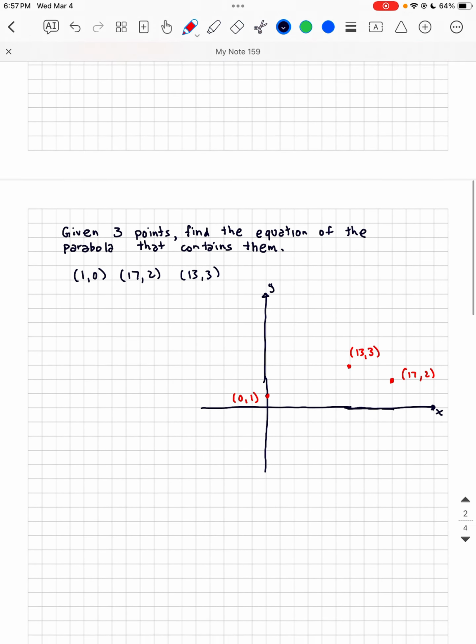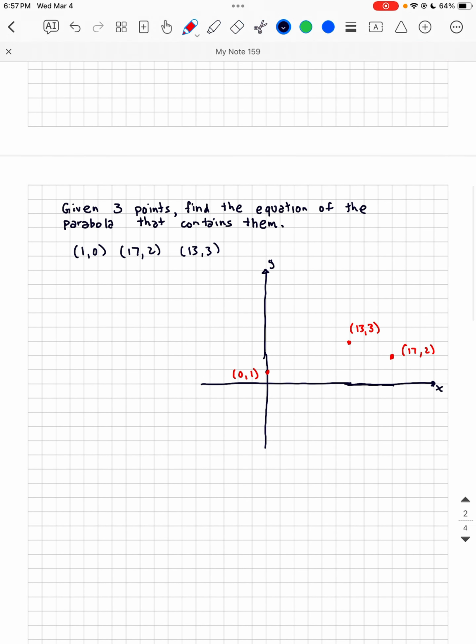Final thing I want to point out, and I want to have you try this out on your own just to see how it works out. Given 3 points, I want you to find the equation of the parabola that contains the points.